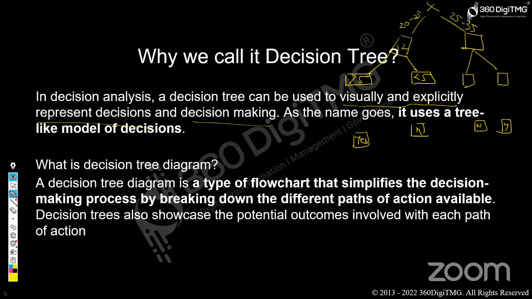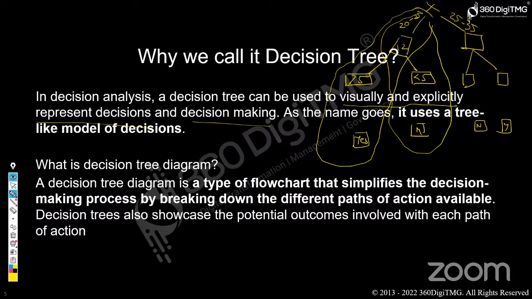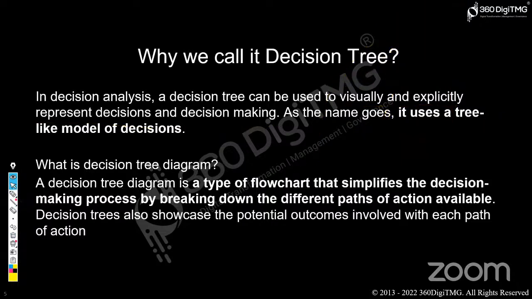So if this is a player X, his age is this and this, then he will end up winning the match. If the age is this and these parameters are there, he will end up losing. So it showcases the potential outcome involved with each path of action. So what happens in a decision tree for predicting the class of a given data set? The algorithm starts from where? From your root.